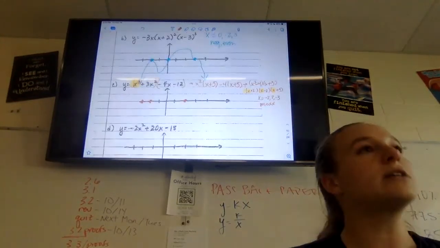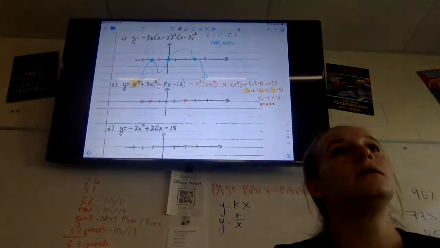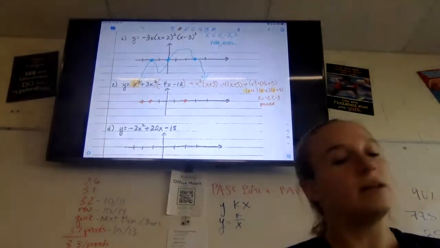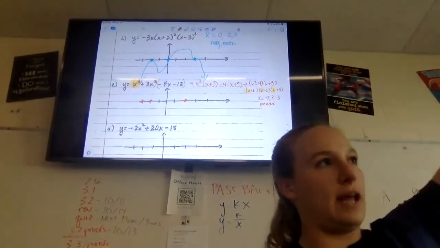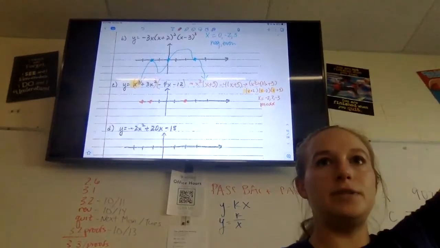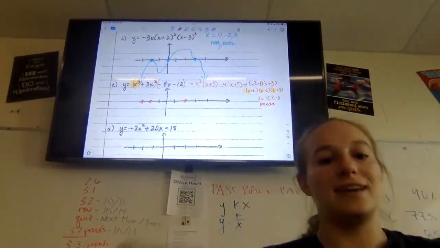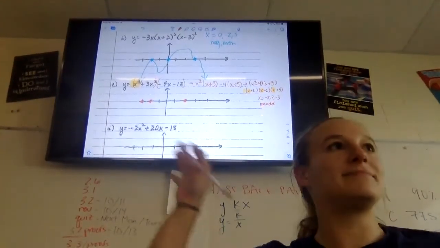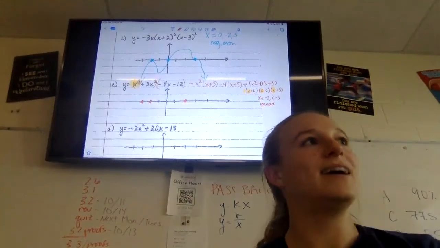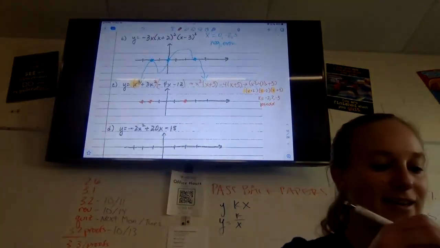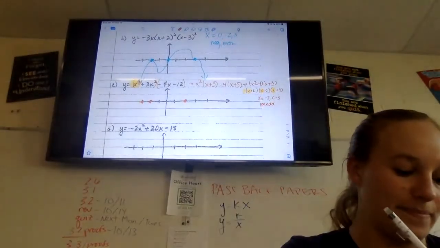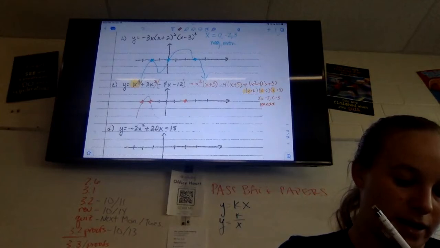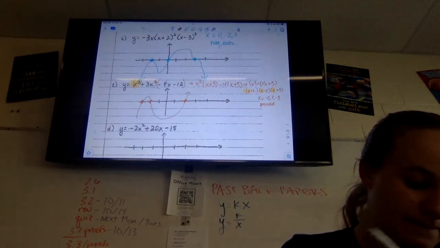So positive odd, what does positive odd look like? Starts low and then ends high. It's like the 80s, walk like an Egyptian. I was thinking even negative. Oh, you were thinking even negative. Positive, odd, something like that.